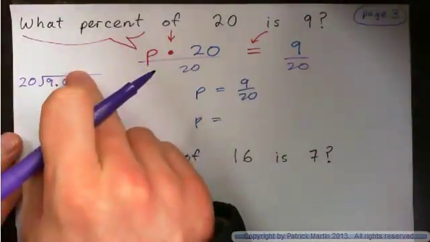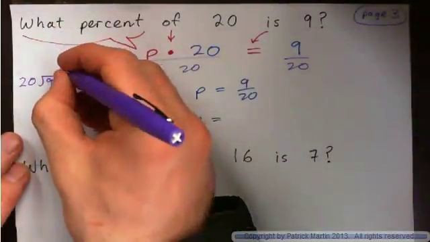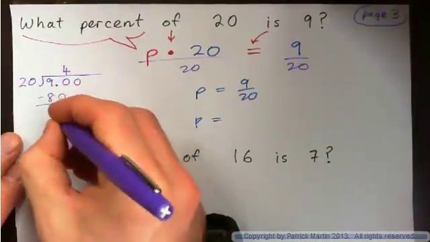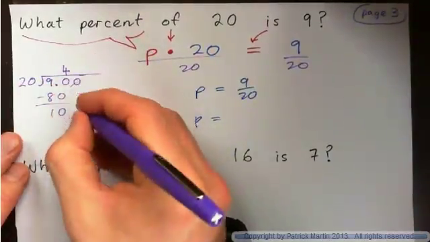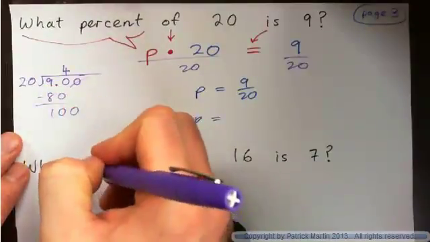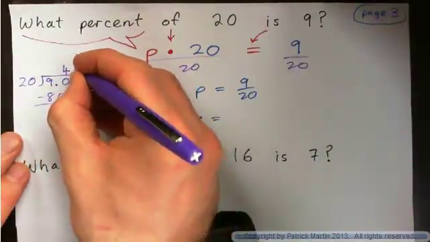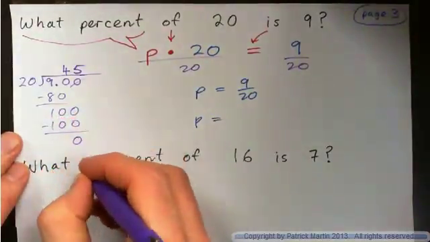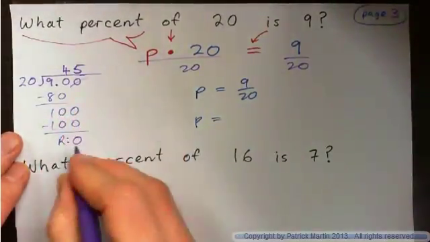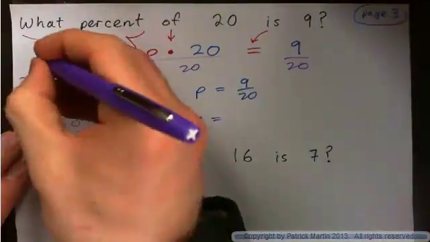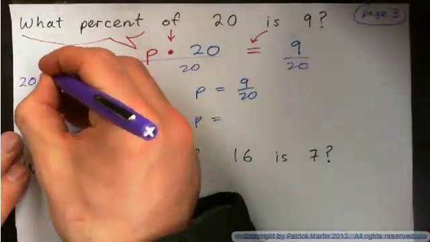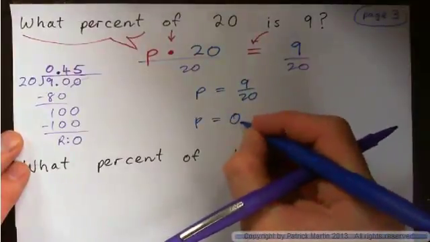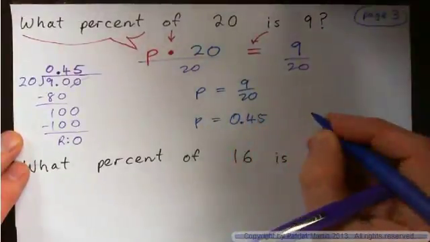20 into 90. 4 times 20 is 80. Subtract, I get 10. Bring down a 0. 20 into 100. 5 times 20 is 100. Subtract, and remainder 0. Okay, remainder 0. And this decimal point needs to be above here. So I get 0.45. So I've turned it into a decimal, 0.45.